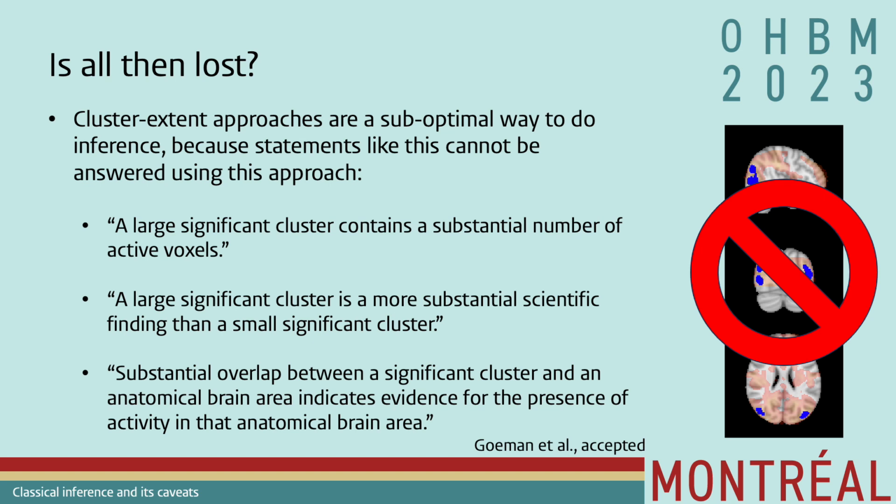The smaller the cluster that we find, the more we are able to track its spatial location. And substantial overlap between a significant cluster and an anatomical brain area indicates evidence for the presence of activity in that anatomical brain area. So if we see these clusters and they overlap with a certain brain area, we usually want to make statements of this kind, saying, okay, it overlaps this area, so it might be indicative of working memory, and so on. And these are all statements that cluster extent approaches cannot answer.